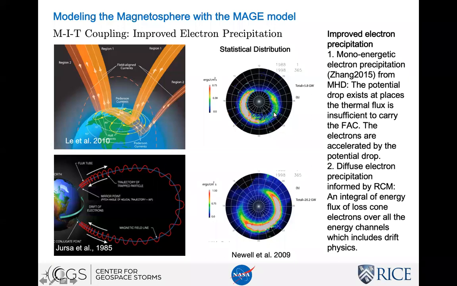And the other one is a diffuse electron precipitation informed by RCM, which is an integral of energy flux of loss cone electrons over all the energy channels. Basically, it's a thermal flux. So this is like a statistical distribution of both precipitations. You can see its spatial distribution and the strength. I will mention it later in the model data comparison.